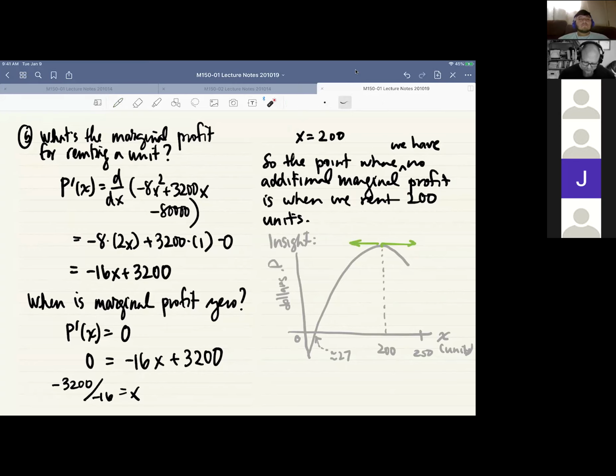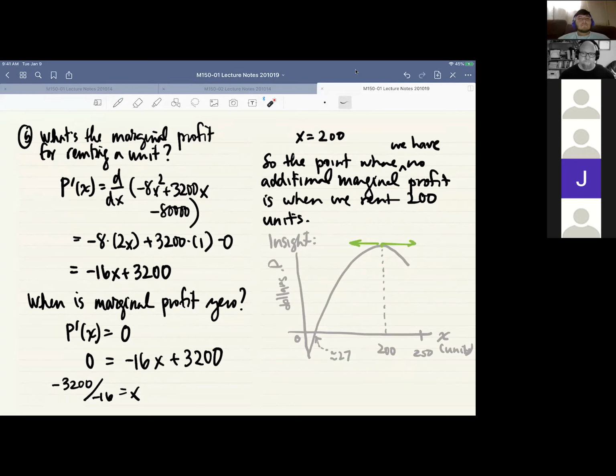You can see up until 200, our profits were increasing, and then after 200, our profits start to decrease. So looking for the place where the marginal profit is 0 is a way to figure out where that dynamic happens. And that's why economists say finding where your marginal profit is 0 is a way you can maximize your profit.